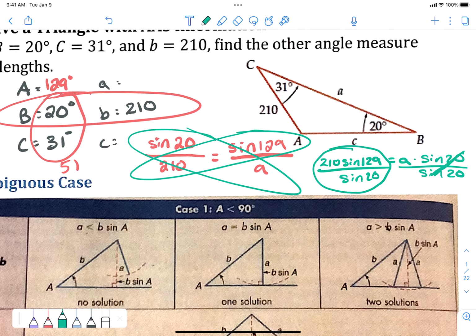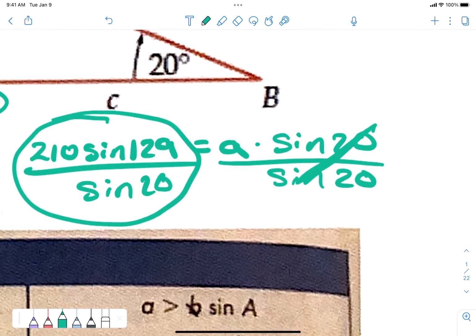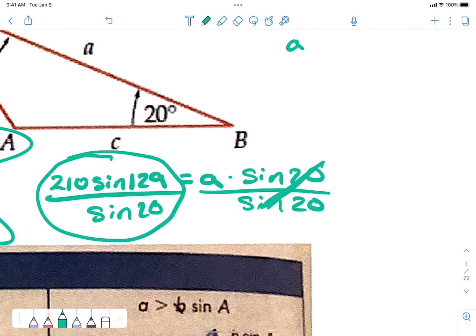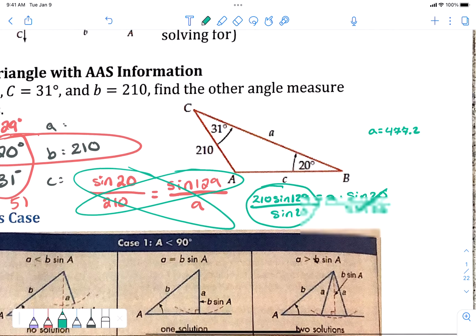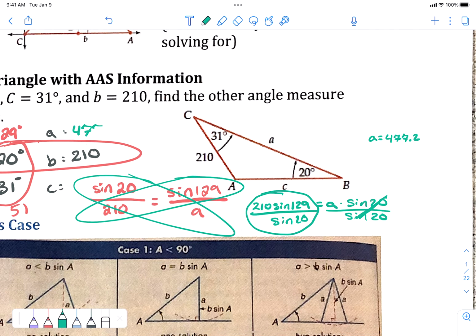A equals, what'd you get? That's a big number. 477.2. Okay? That's what A is. That's a big number, but that's okay.